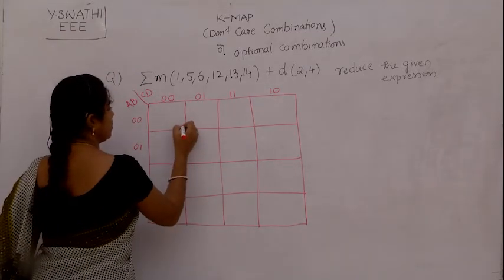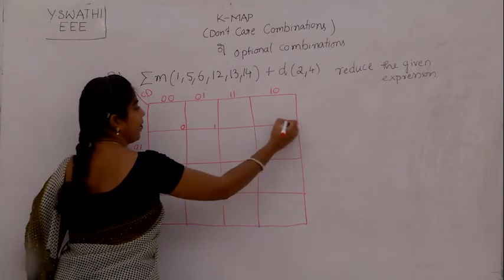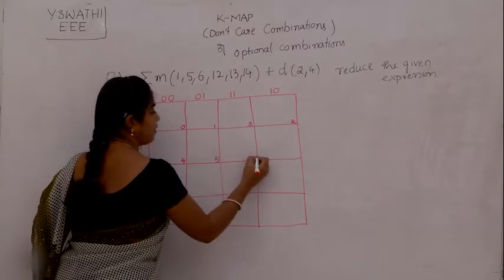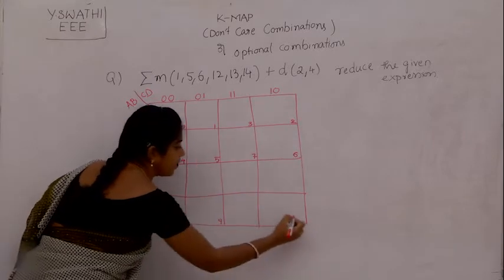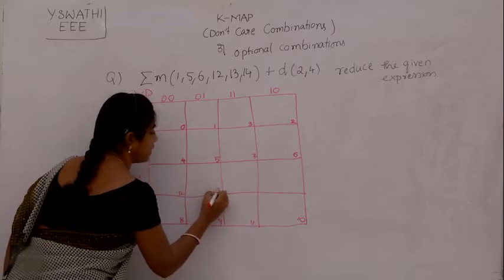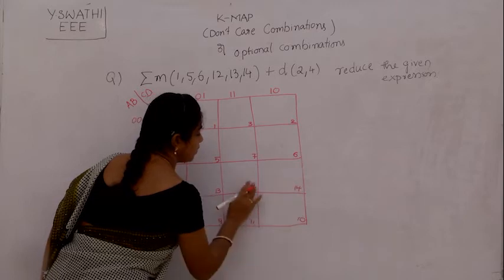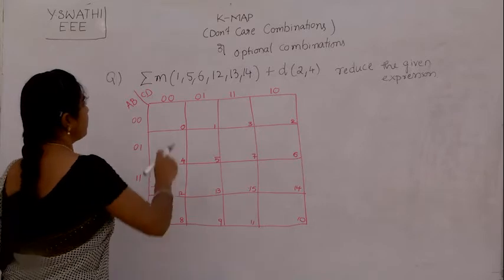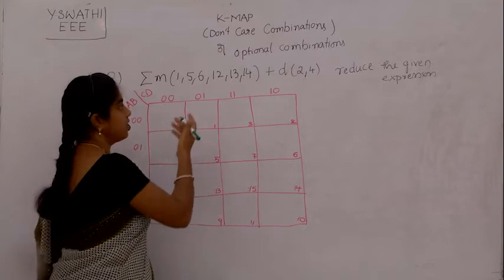So for the input combinations, the minterm representation is 0, 1, 2, 3, 4, 5, 6, 7, 8, 9, 10, 11, 12, 13, 14, 15. Now we will represent the function, the minterms which are in the given function, with 1.